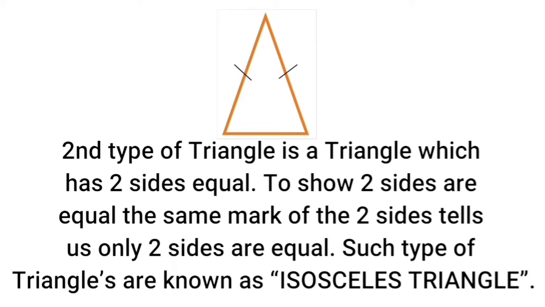Second type of triangle is a triangle which has two sides equal. To show two sides are equal, the same mark on the two sides tells us only two sides are equal. Such type of triangles are known as isosceles triangles.